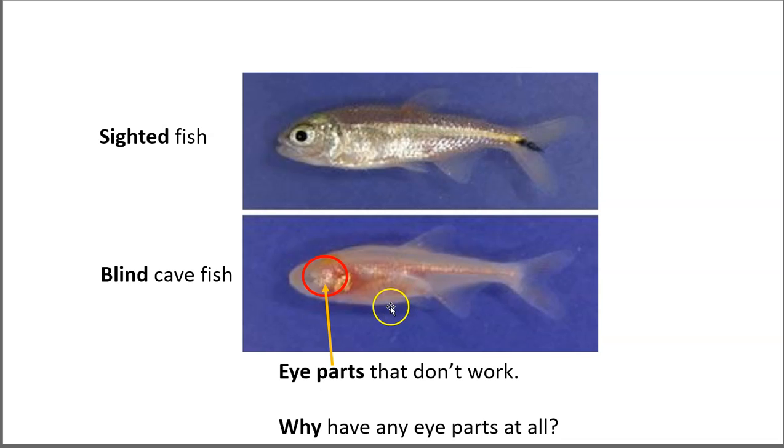Now, this again is curious because the blind cavefish often do have some eye parts, but they don't have a functioning eye. Now, why would you have any eye parts at all? Again, this would be a puzzle for the Christian worldview. Why would God make fish that have some eye parts that don't work?